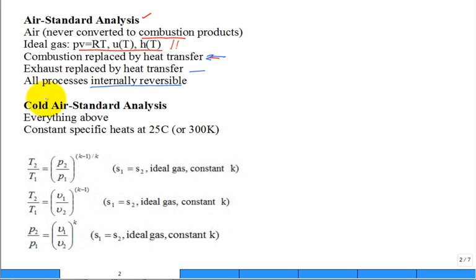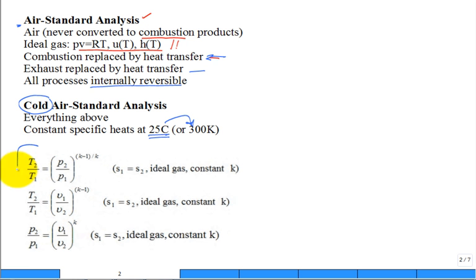So what happens if they add the word cold in front of air standard analysis? Well, it's everything in the air standard analysis with the additional assumption that we'll use constant specific heats evaluated at 25 C, which is close enough, not exactly, to 300 Kelvin. So 25 C or 298 Kelvin.